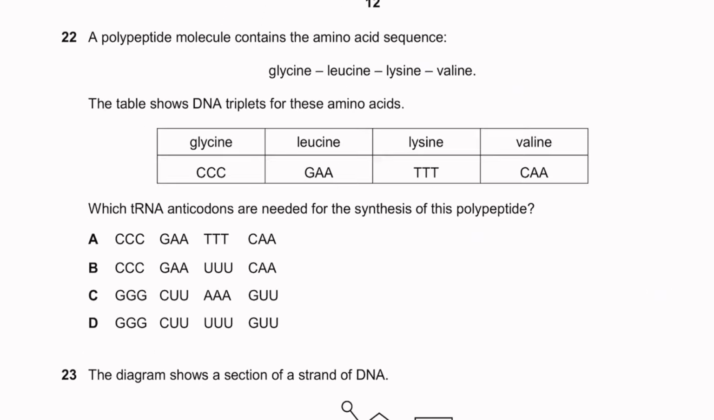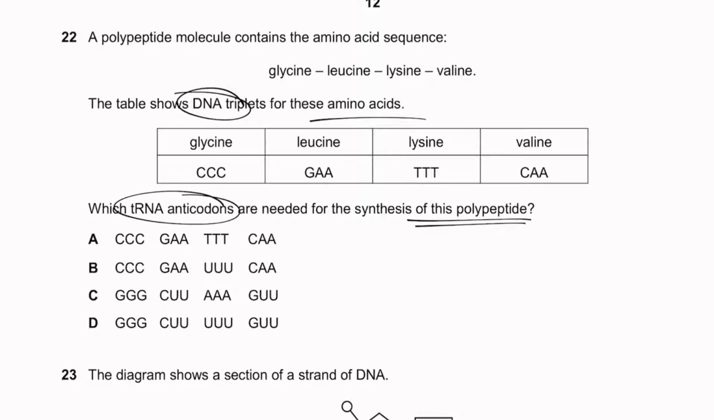A polypeptide molecule contains the amino acid sequence glycine, leucine, lysine, valine. The table shows DNA triplets for these amino acids. So there's glycine, CCC, leucine, GAA, lysine, TTT, and valine, CAA. And he's saying which tRNA anticodons are needed for the synthesis of this polypeptide. Okay, this question I think a lot of people get confused in, so my advice for you is draw. Okay, he gave you the DNA and he's looking for the tRNA anticodons.